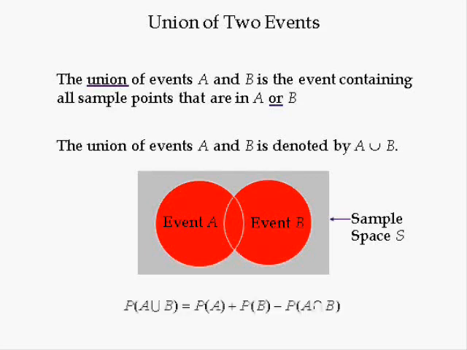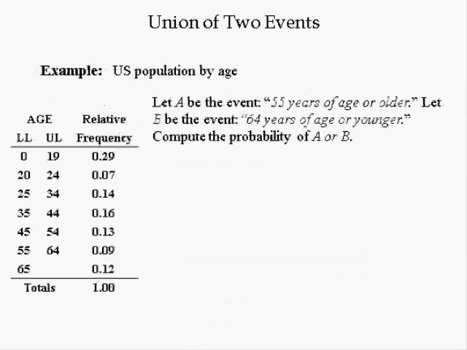The probability of A union B is equal to the probability of A plus the probability of B minus the probability of their intersection, which is not 0 because A and B overlap. This is the addition law for non-mutually exclusive events. Let A be the event 55 years of age or older. Let B be the event 64 years of age or younger. Compute the probability of A or B.